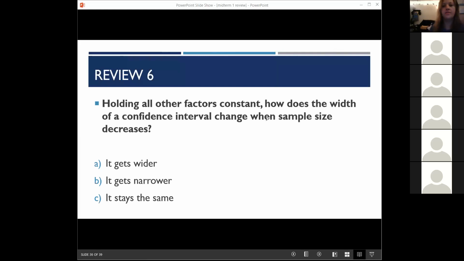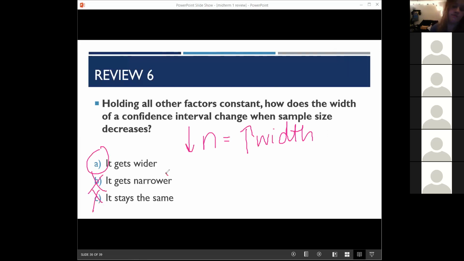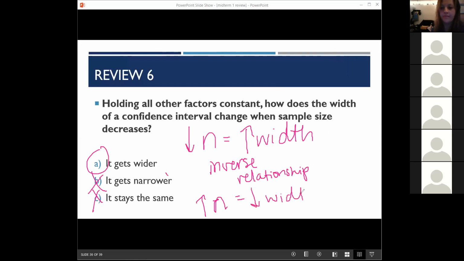Awesome job, guys. Absolutely. So remember, there is an inverse relationship between our sample size and the width of our confidence interval. So if we have a decreased sample size, then our width is going to get larger here. So that's why A is the answer. Obviously, B and C aren't the answer if this is the only one that makes sense. So they do have an inverse relationship here. So that's something to keep in mind. Same thing would go if you increase that sample size, then our width would decrease. So good job. You guys definitely understand that.